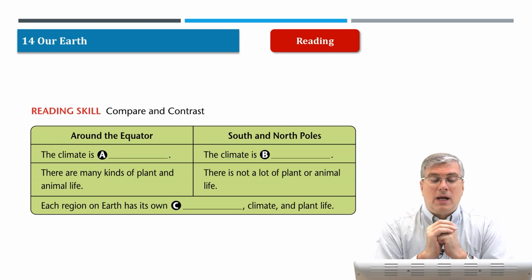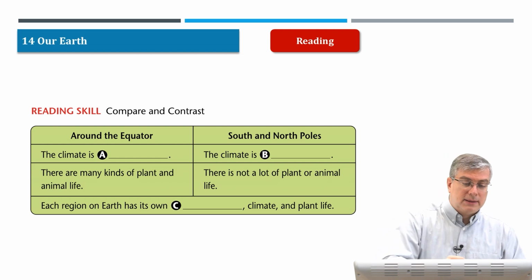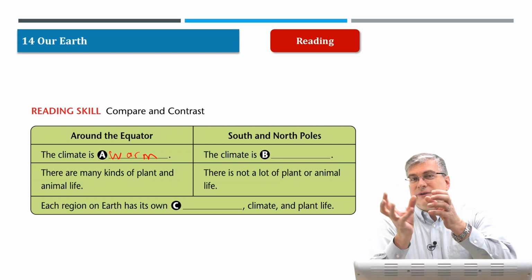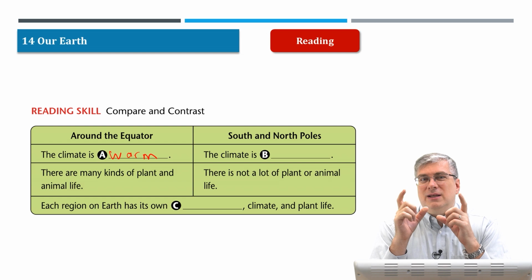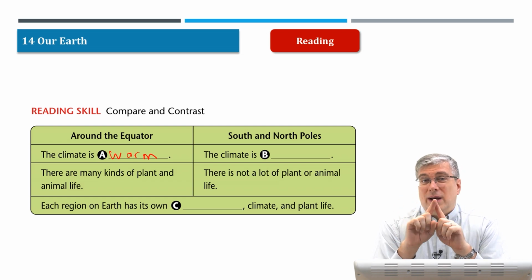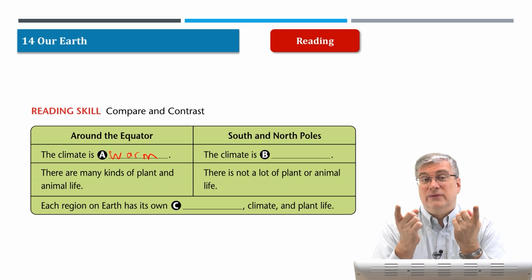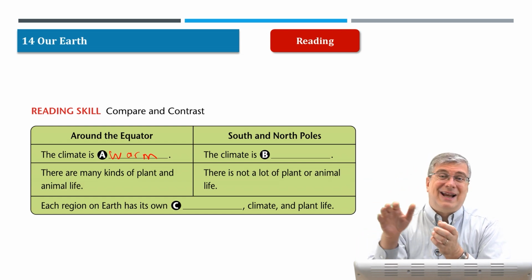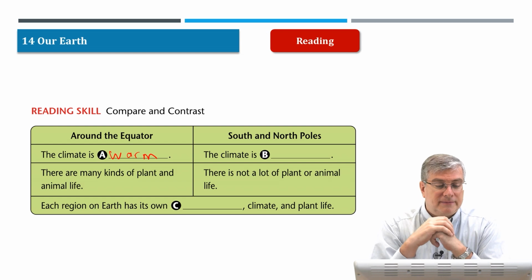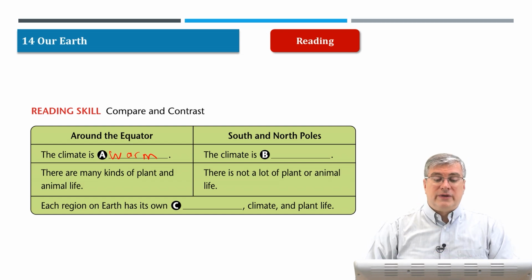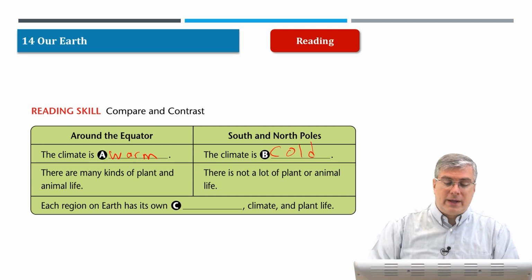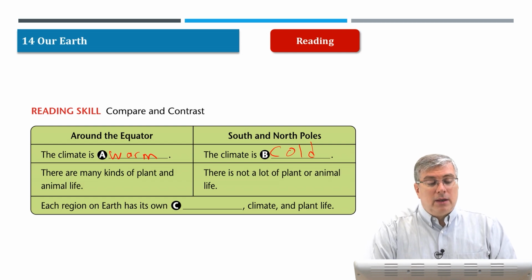Around the equator, the climate is what? It's warm. The climate is warm because, as they said, it gets a lot of sunlight. The equator is always, actually the daytime, the amount of sun and night is usually the same around the equator. You usually get about 12 hours of daylight, 12 hours of night. But at the poles, sometimes you get a lot of sunlight, but sometimes you get no sunlight at all, depending on the season and what pole you're at. So, in the North and South poles, the climate is cold, very cold. Okay.